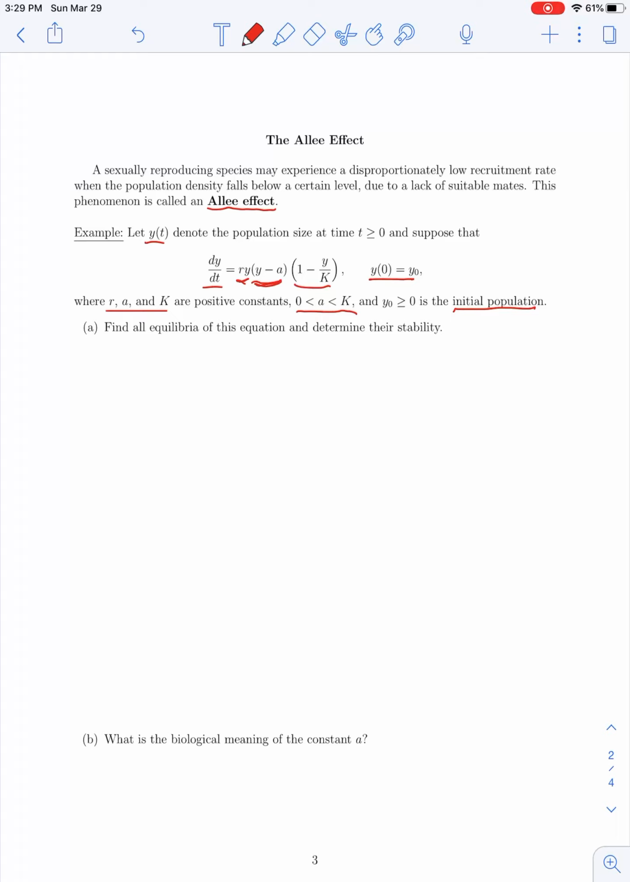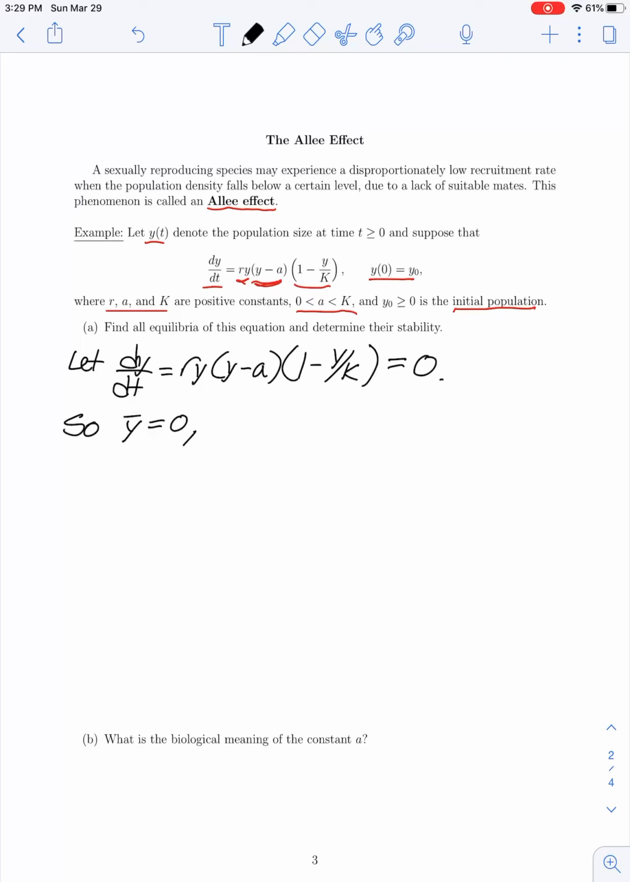So here we are asked to, in part A, find all of the equilibria for this equation and determine their stability. So we want to know for this population model what's going to happen with our population size in the long run. So to find the equilibria of a differential equation, we're going to let our derivative, dy dt, which is given by r times y minus a times 1 minus y over k, and set it equal to 0.